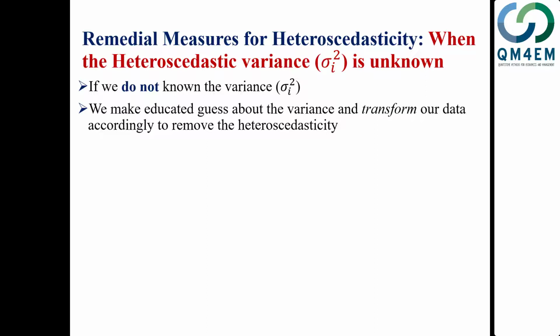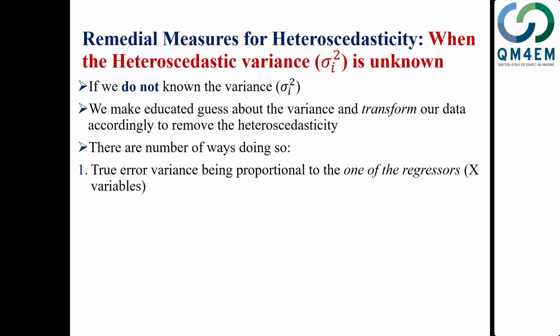So all we have to do is find the unknown heteroscedastic variance. We don't find it, we guess it, and then we use that guessed value for transforming our data and accordingly removing the heteroscedasticity. So what could be the possible guesses which we can use? You can think of a number of ways of doing it. There are a number of possibilities through which you can make your guess.